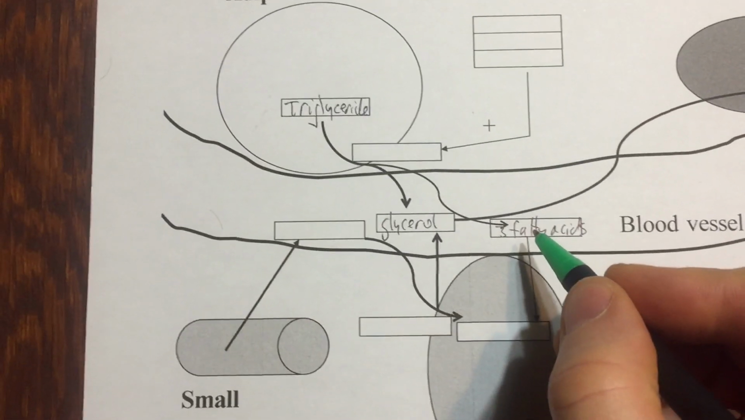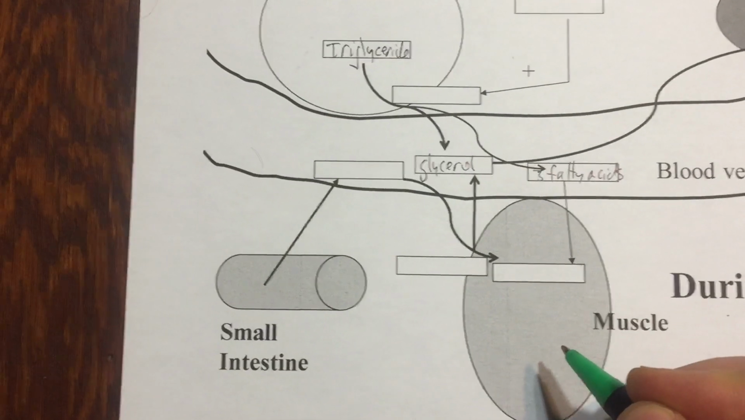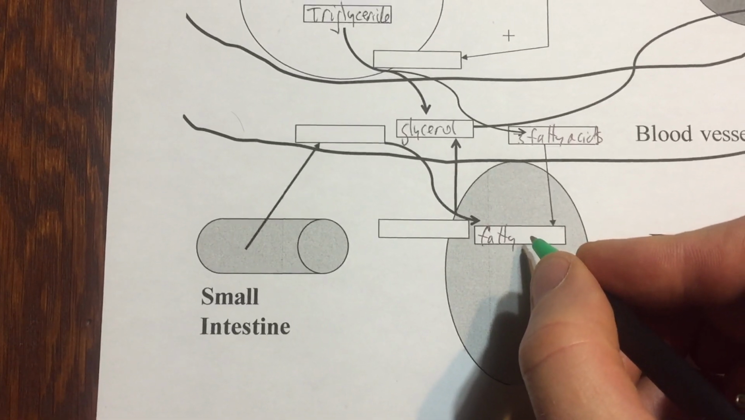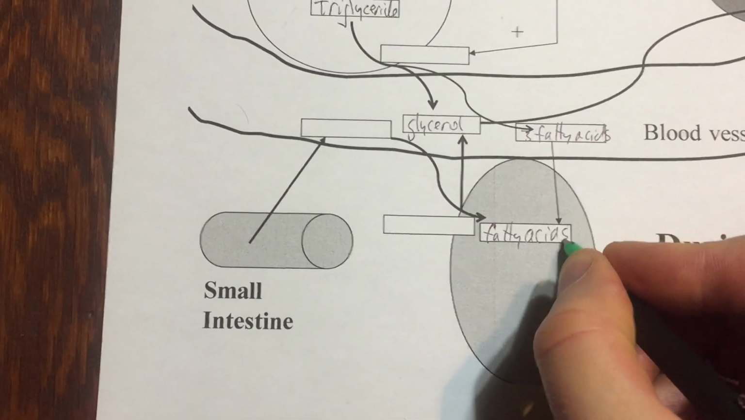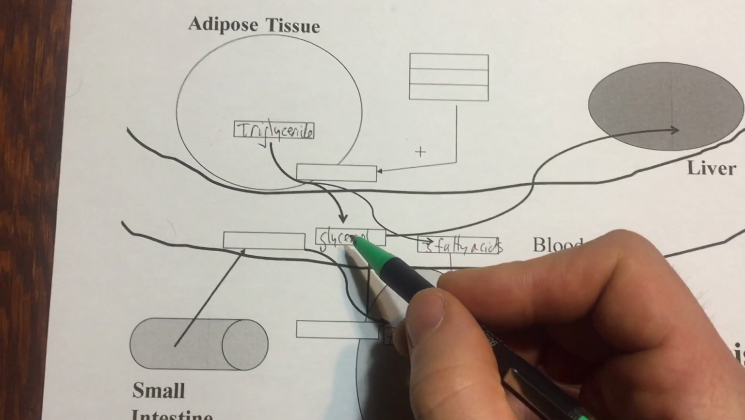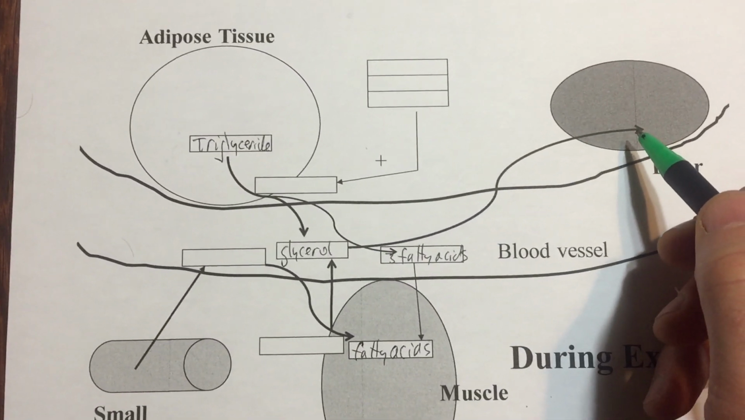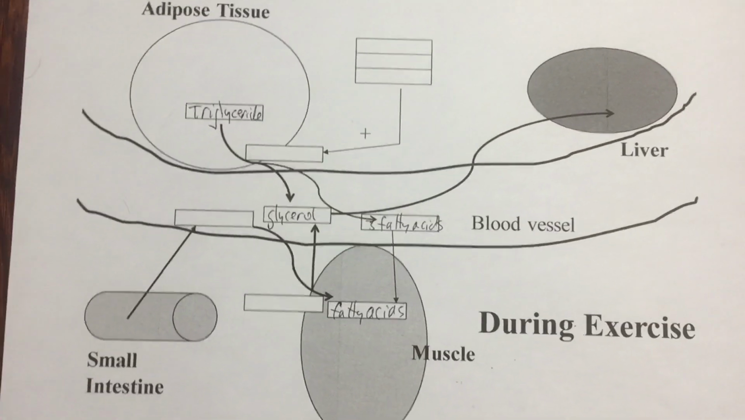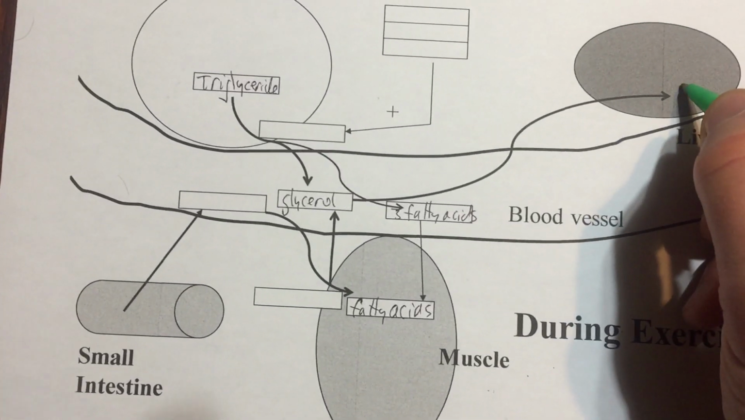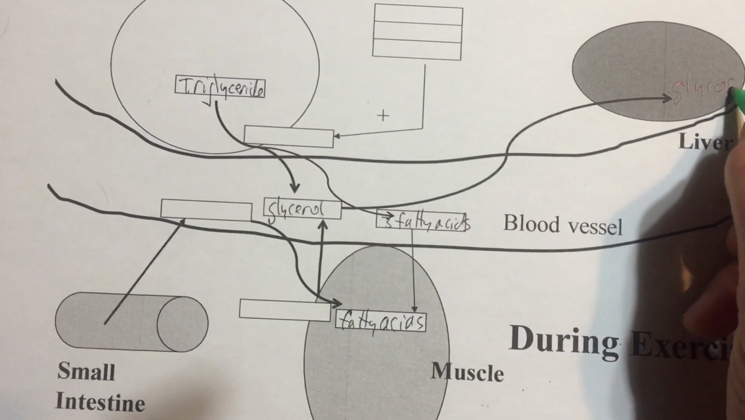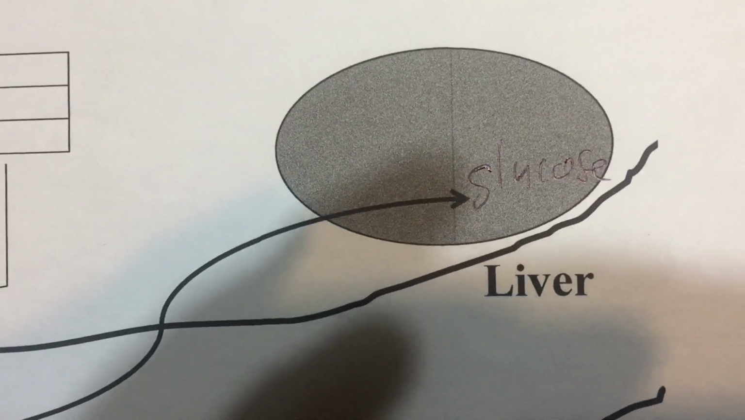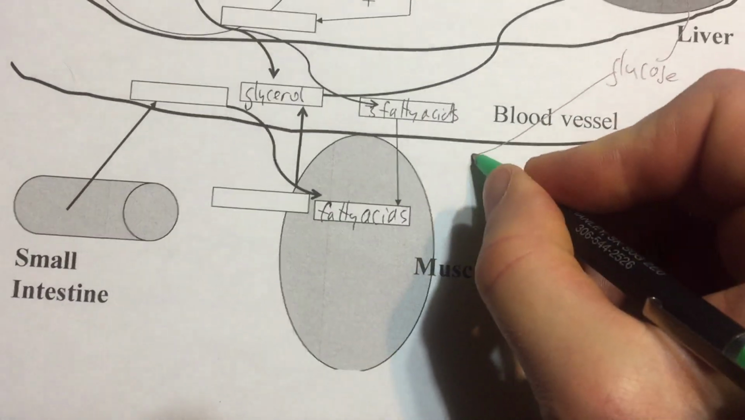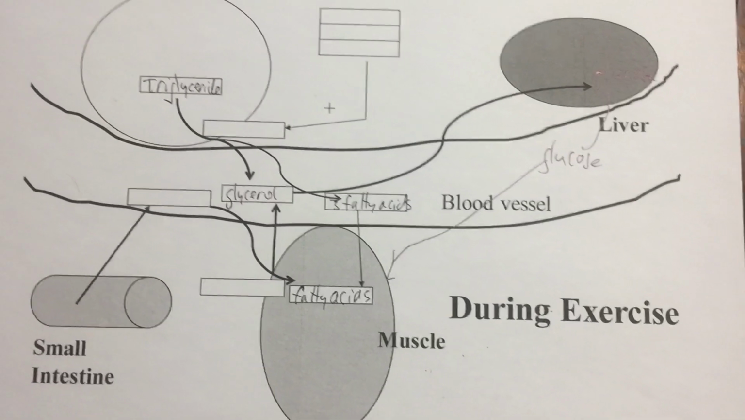You can see the fatty acids can then go into the muscle, and eventually they enter the mitochondria and go through that beta oxidation pathway, then the Krebs cycle, and then the electron transport chain. The glycerol, on the other hand, can go to liver, and there it can be converted to glucose, and that glucose can then go to muscle and be used as an energy source. If you want to draw some extra things in here, you can draw glucose over here. The glucose can go into the blood and be taken up by the muscle and used for energy.